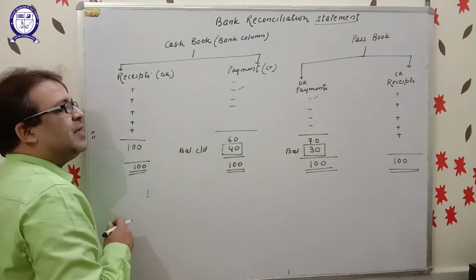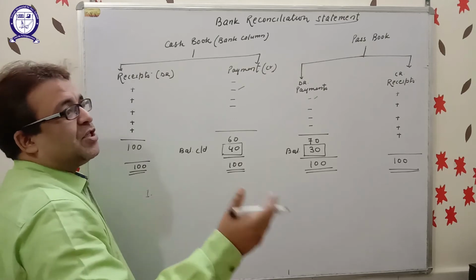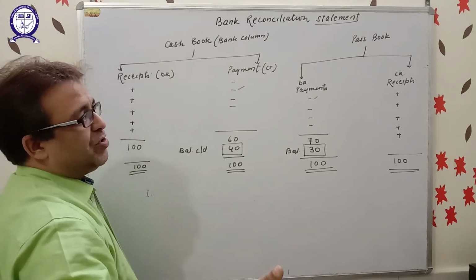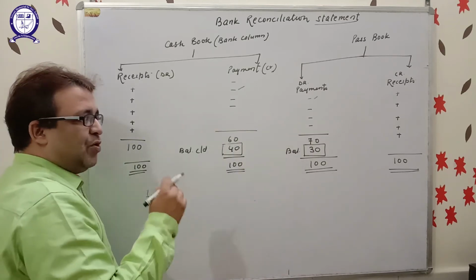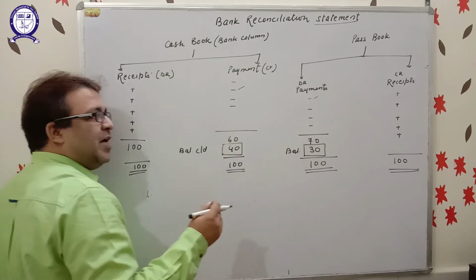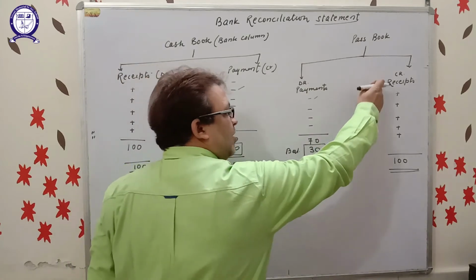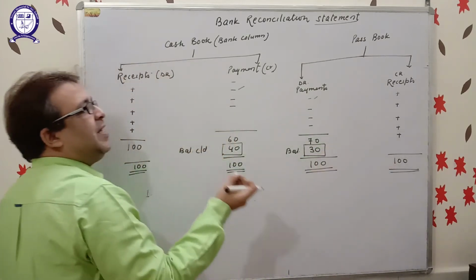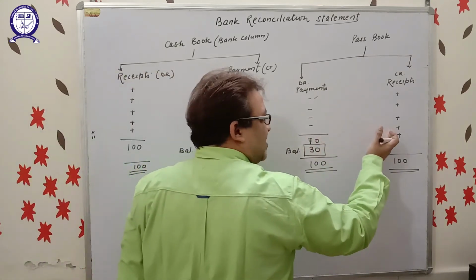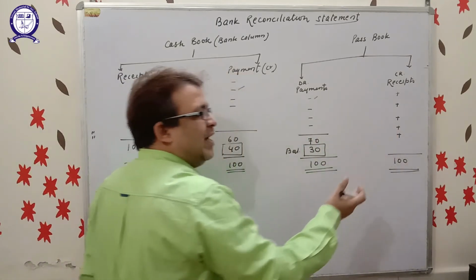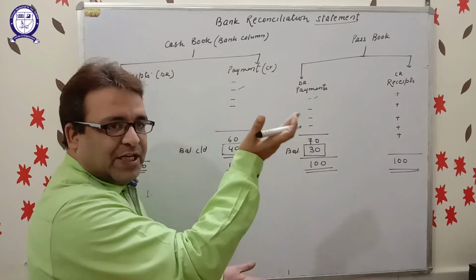Next, sometimes a customer deposits some amount directly in our bank account. Suppose the customer has directly deposited in our bank account, but no entry is passed in the cash book. So the customer has directly deposited in our bank. That means the bank balance is increased.